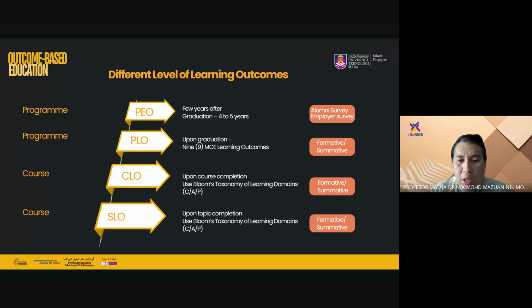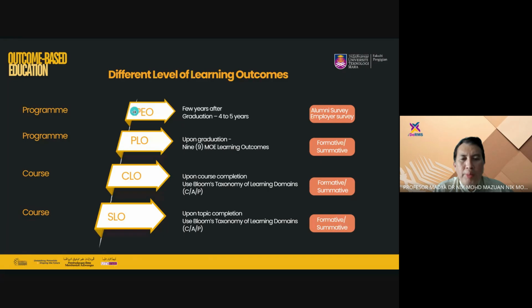Each course will have its own CLO. And in the same course, they have topics, right? Each of the topics will have its own SLO. Later on, we will learn how to formulate all of this during the curriculum design, mapping or constructive alignment series. So we have PEO, PLO, CLO, SLO. Let's see what the intended things related to them are.